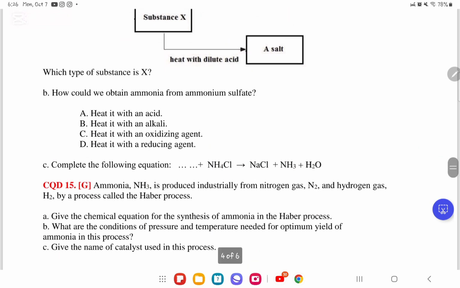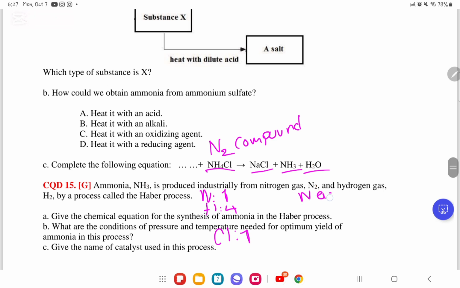So let's complete the following reaction. The following reaction is we have NH4Cl. So this is our nitrogen-containing compound. Alright, then we're producing NaCl, NH3, H2O. So we have in here 1 nitrogen, 4 hydrogen, 1 Cl, and on this side we have 1 sodium, 1 Cl, 1 nitrogen, 3 hydrogen, and then 2 hydrogen and 1 O.